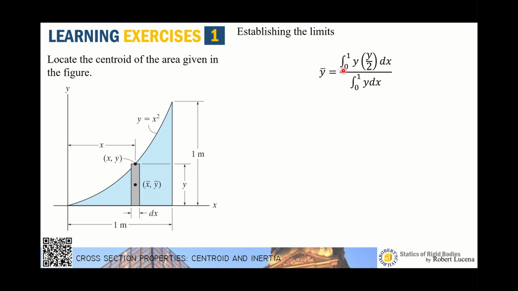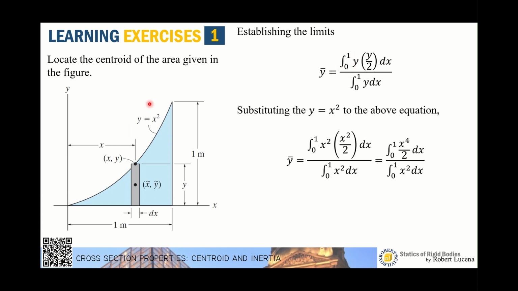So rewriting this equation, wherein y is equal to the square root of x, or y is equal to x squared. So y is equal to x squared, and you have this equation. Pressing that on your calculator gives you a value of y bar equals 0.3.